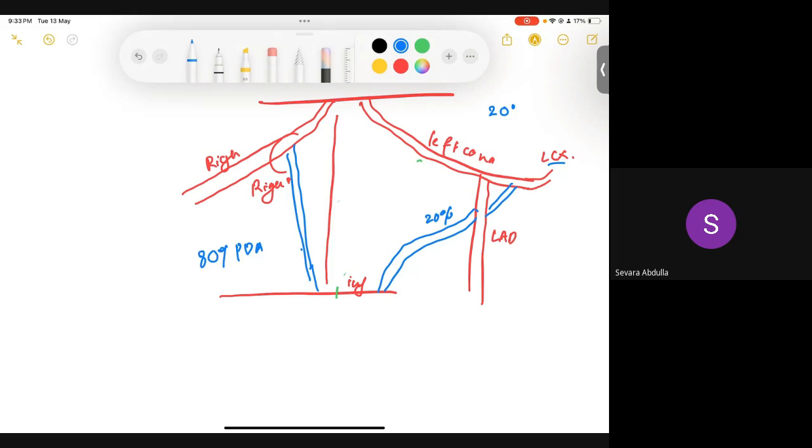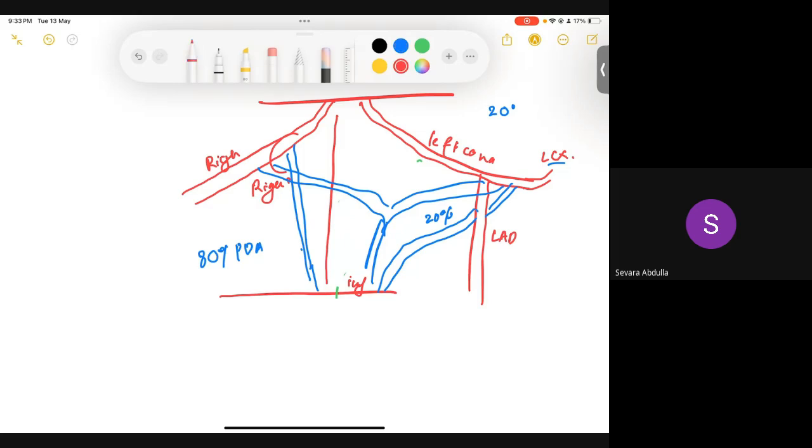which is going to supply the inferior surface. While in the remaining individuals, it comes from both your right and left coronary arteries, and those individuals are going to be called codominant individuals, right? Is that clear now? Yes, it's clear. Thank you.